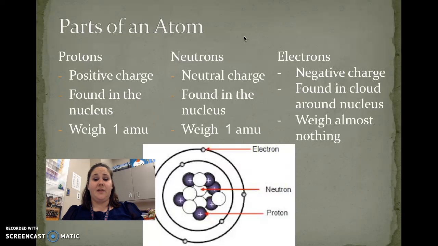And they weigh almost nothing, meaning they weigh so much less than these guys. When we talk about the mass of an atom, and we'll talk about that with the periodic table, they don't even include them. They're so small. They weigh almost nothing. So I'll let you write this down again: the parts of an atom, protons, neutrons, and electrons, their charges, and where they're found.